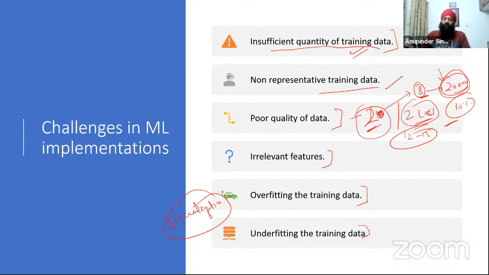Whereas underfitting is where, even though you train the model with that particular data, your model prediction is not as accurate as it should be.